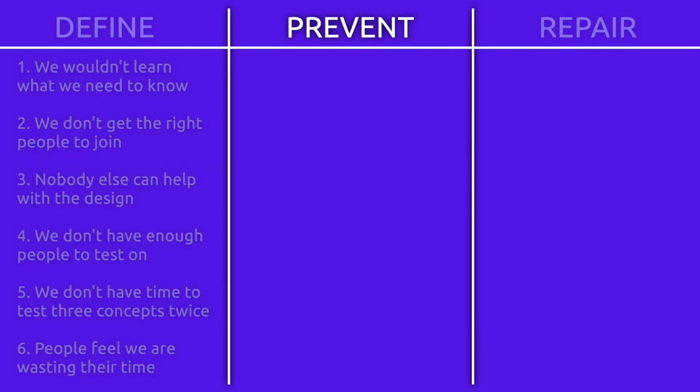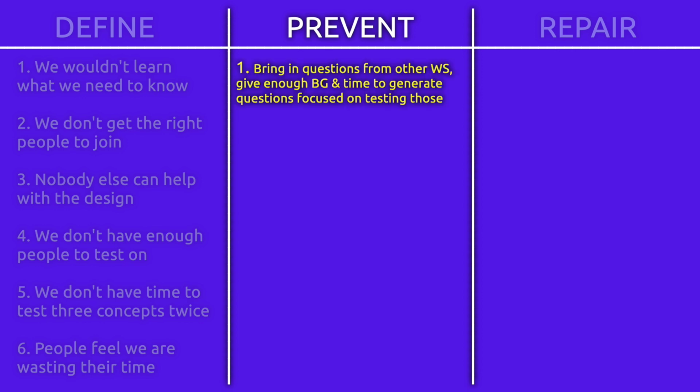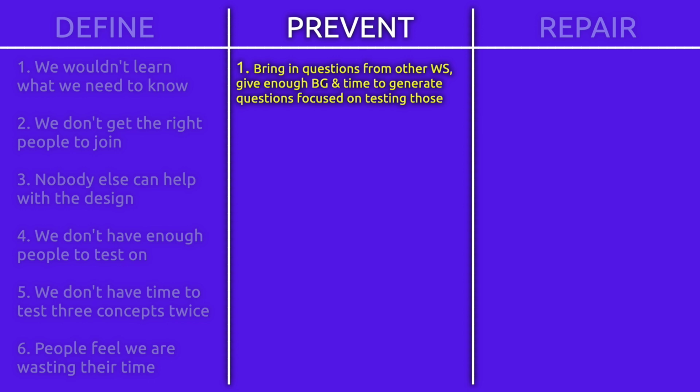And after that, it's the prevent column. So what can you do to make this not happen? For the first fear, we don't learn what we need to know, I wrote, bring in the questions from other workshops, give enough background and enough time to generate questions focused on testing those. So, all right, I made some kind of solution for the first fear. And for the second fear, we don't get the right people to join, I wrote, postpone the sprint, ask clarification for priority from the product area manager, and make it smaller.